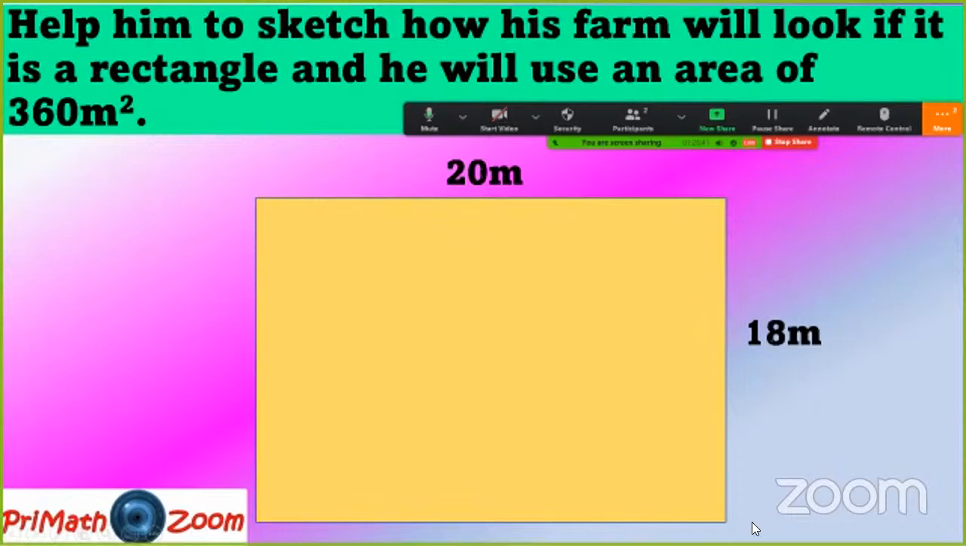What is happening here? Pardon me? I had realized that 20 times 18 is 360. I was going to use that, but since you just said it, I most likely got that right.